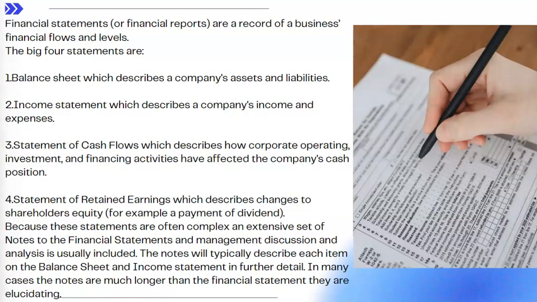4. Statement of retained earnings, which describes changes to shareholders' equity, for example, a payment of dividend. Because these statements are often complex, an extensive set of notes to the financial statements and management discussion and analysis is usually included. The notes will typically describe each item on the balance sheet and income statement in further detail. In many cases, the notes are much longer than the financial statement they are elucidating.